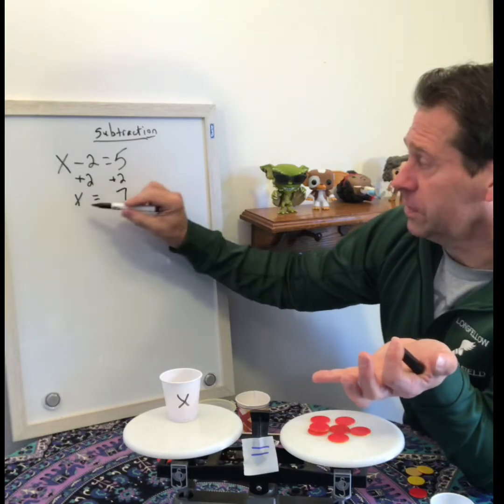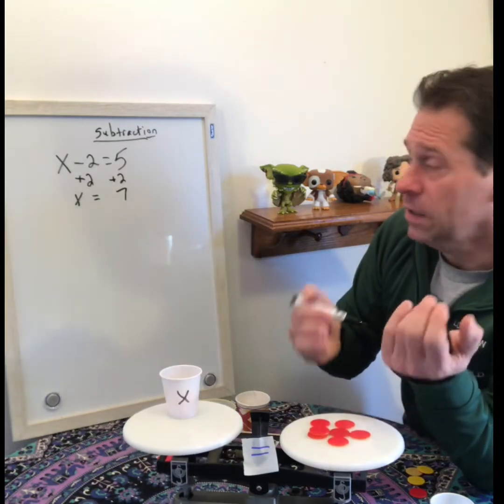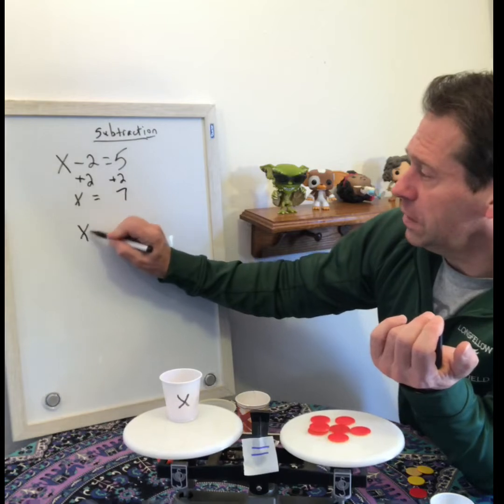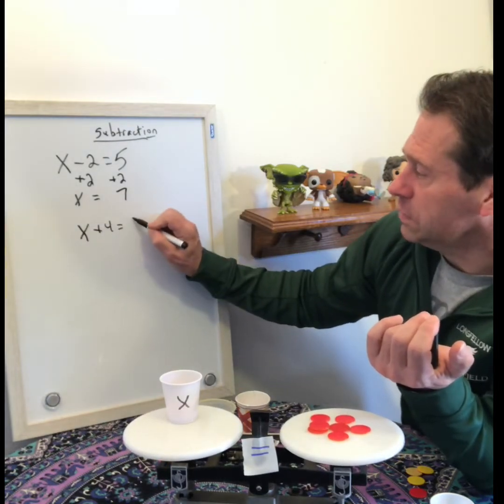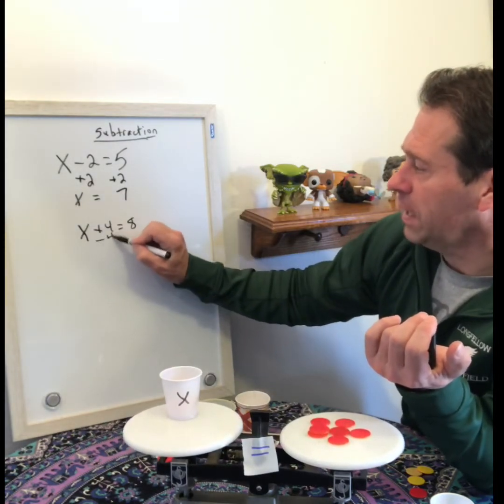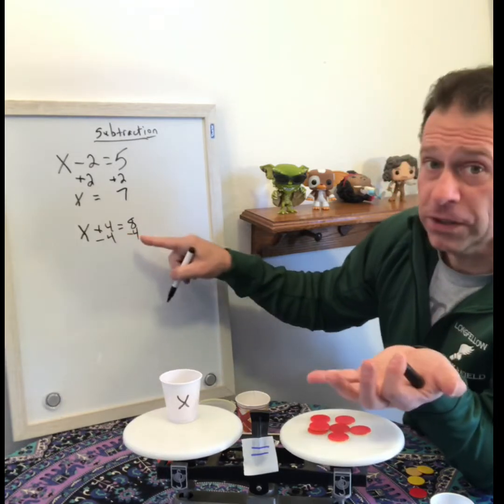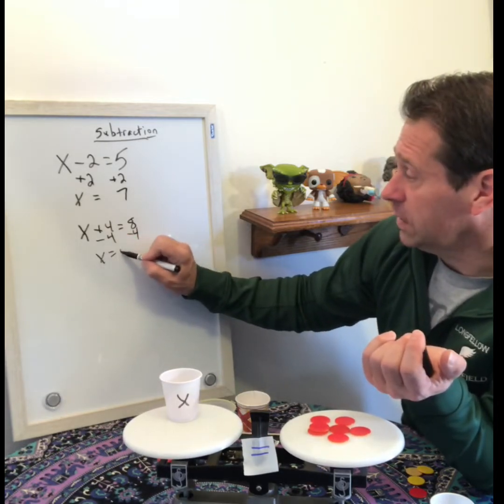And that's how you figure it out. So x is 7, and yes, we know it's 7. So when you do the addition, x plus 4 equals 8, because it's plus 4, you're going to subtract from each side. You get x equals 4.